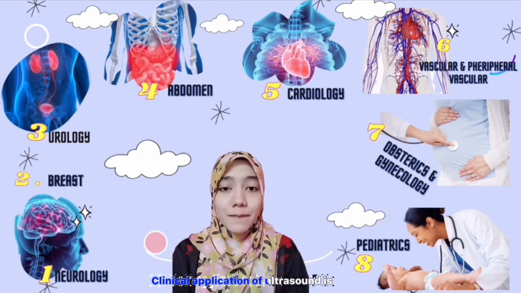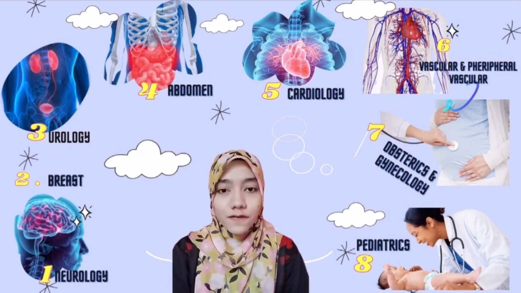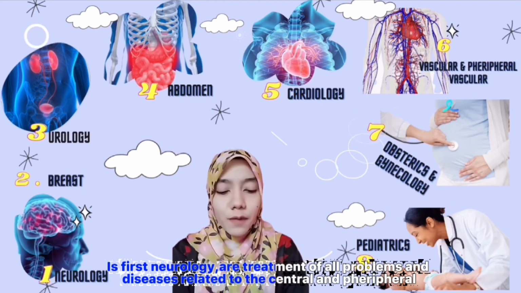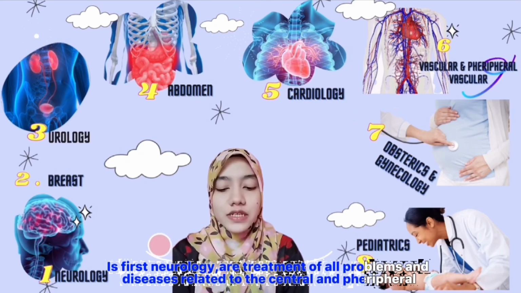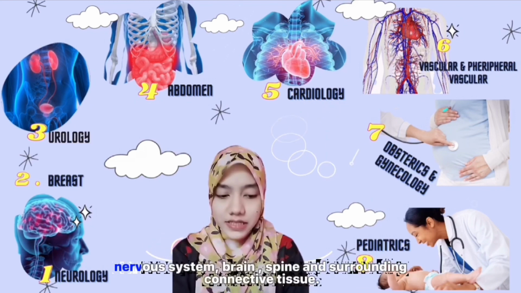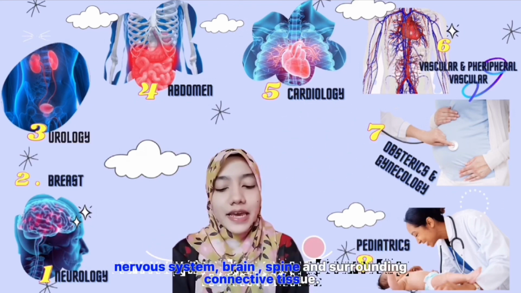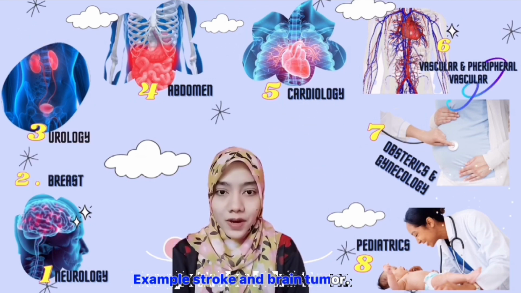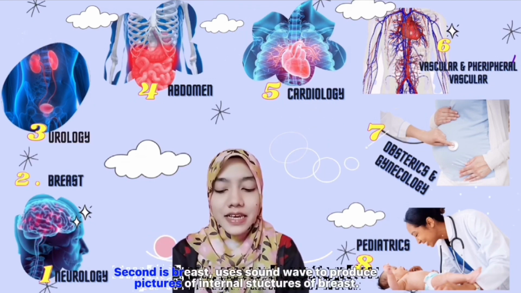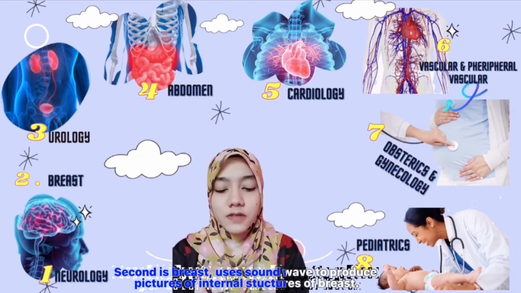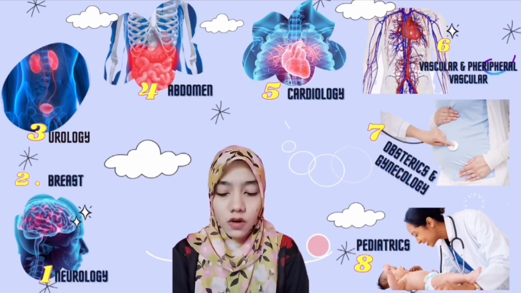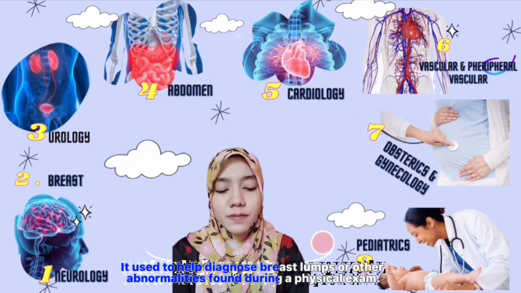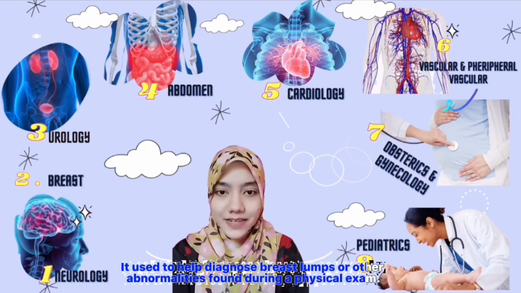Okay, clinical applications of ultrasound. First is neurology. Neurology is the treatment of all problems and diseases related to the central and peripheral nervous system, brain, spine and synaptic connective tissue. Examples are stroke and brain tumor. Second is breast. It uses sound waves to produce pictures of the internal structure of the breast. It is used to help diagnose breast lumps or other abnormalities found during a physical exam.